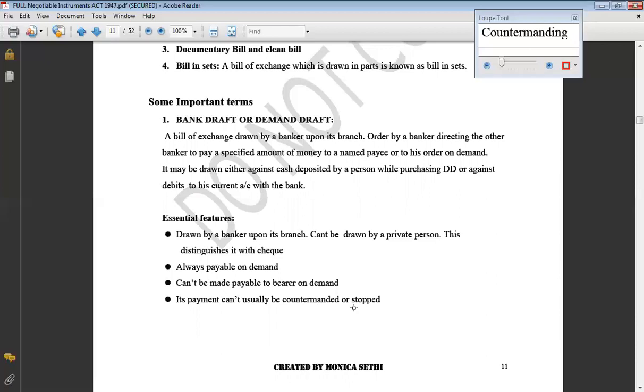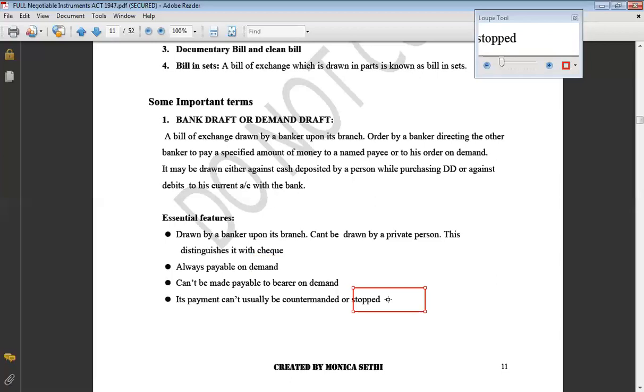So you have to give the revaluation fees to the university. You will get that bank draft in the name of the branch given by the university, and that bank draft will be attached with your revaluation form, and then that payment will be collected by their bank as per the amount which you have deposited here. So this is a bank draft. The features are: it is always drawn by a banker upon its branch. It cannot be by a private person. Then it is always payable on demand. It cannot be made payable to bearer on demand because it is always drawn on a banker, a specific branch.